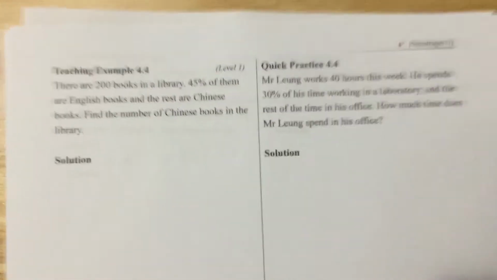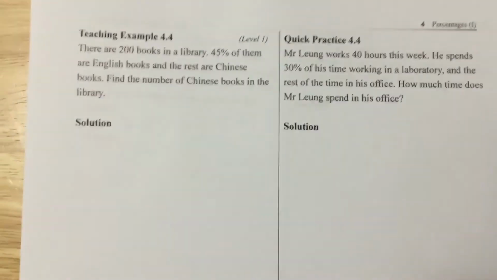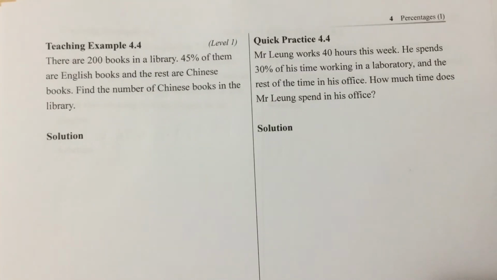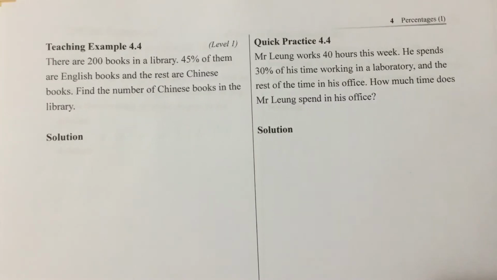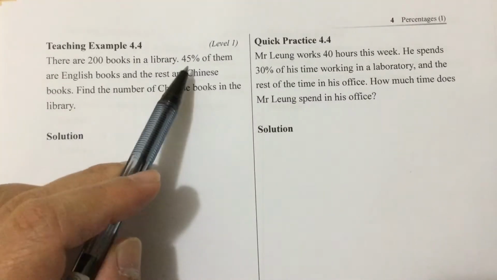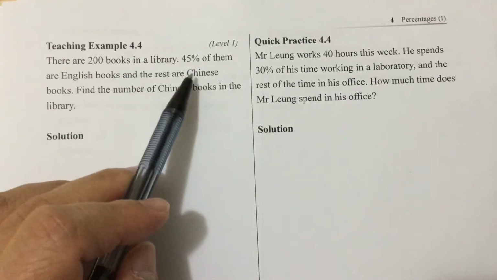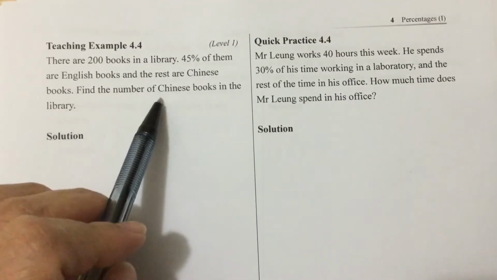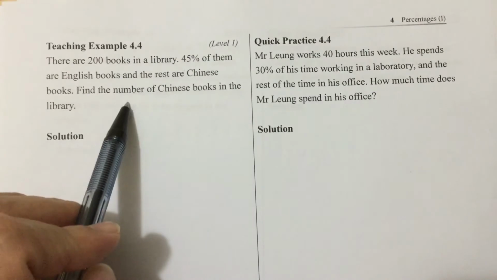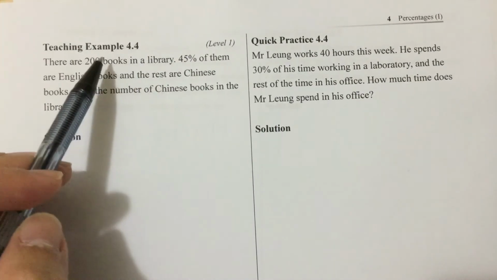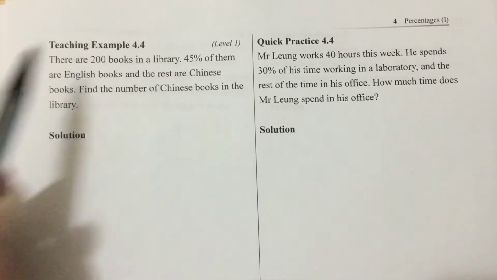Teaching example 4.4. There are 200 books in a library, and 45% of them are English books, and the rest are Chinese books. Find the number of Chinese books in the library. Now what we are going to calculate is the 200 books with the 45%.